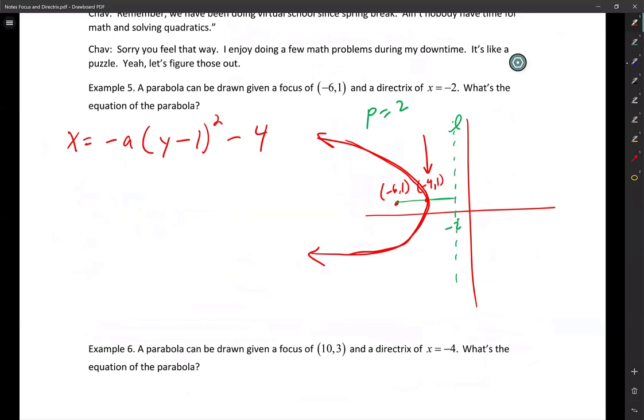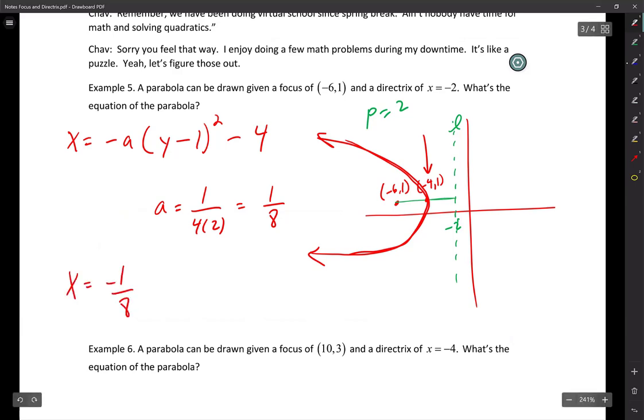Now that I know that, and I know that A is going to be negative, here we go. I'm going to calculate A. A is equal to 1 over 4 times 2. And it seems like 1/8 is a popular number nowadays. So there it is. X equals negative 1/8 (y minus 1) squared minus 4. And sure, if you plug in a y value of 1, you get an x value of negative 4. So we're perfect right now.